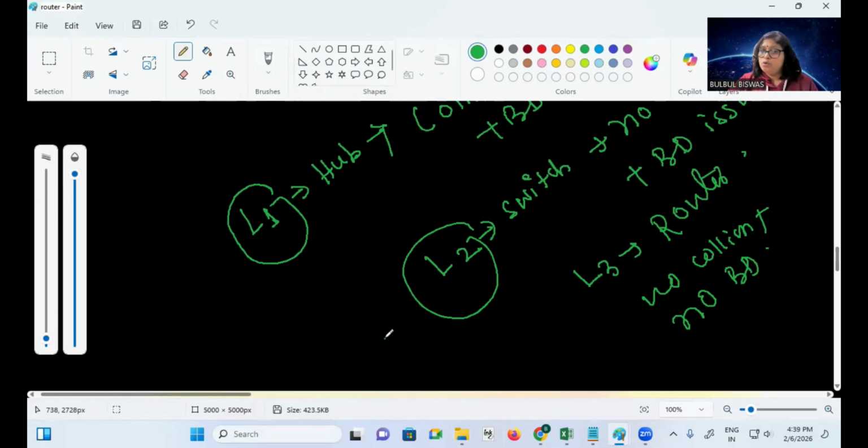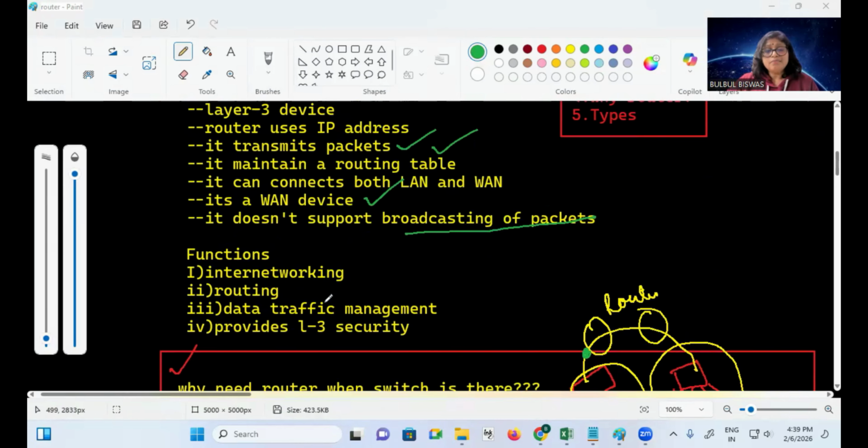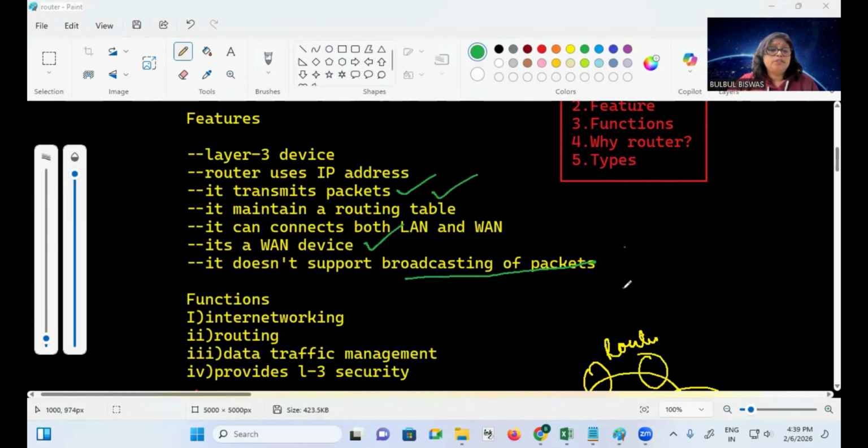At layer 2, the switch removes the collision issue, and at layer 3, the router removes the broadcast issue and collision issue. Okay, so these are the features. Now, what are the functions the router is doing? The main function is internetworking. What is internetworking? Internetworking means the connectivity between different devices, different networks.